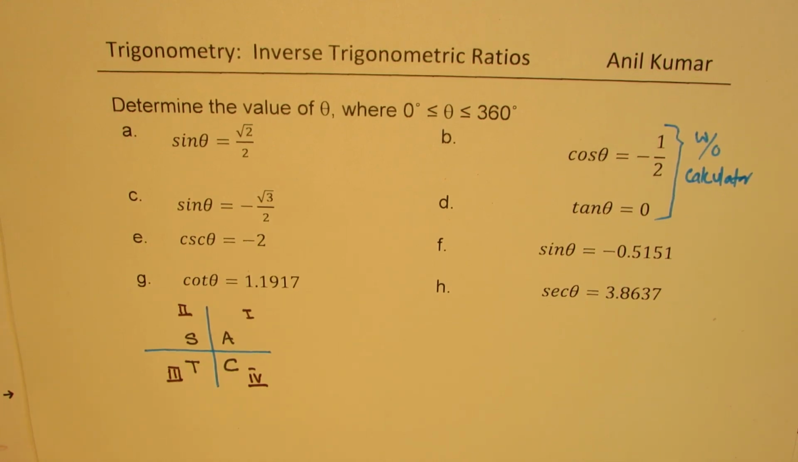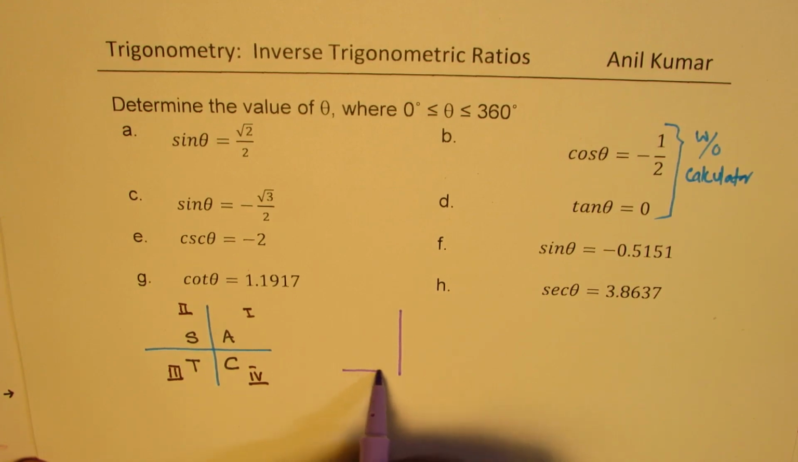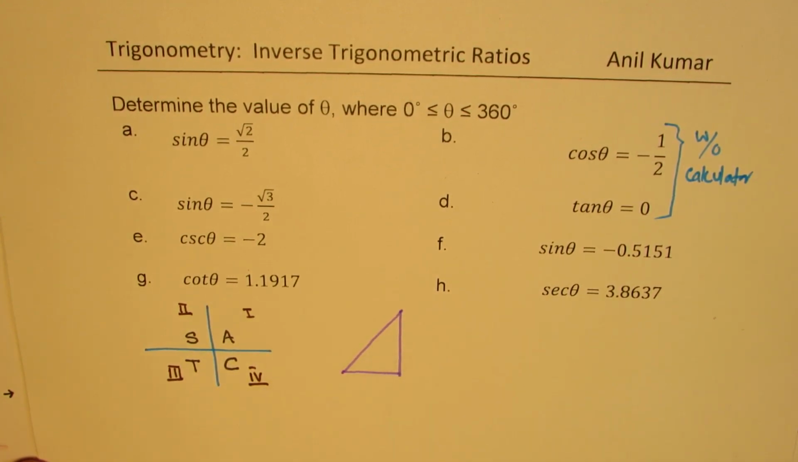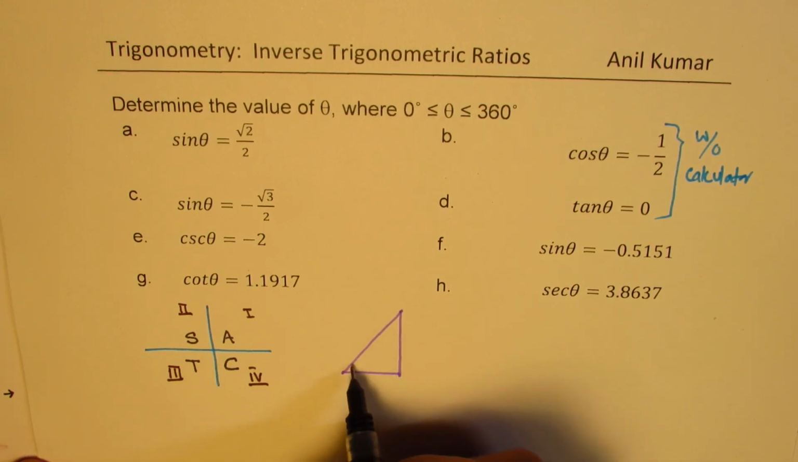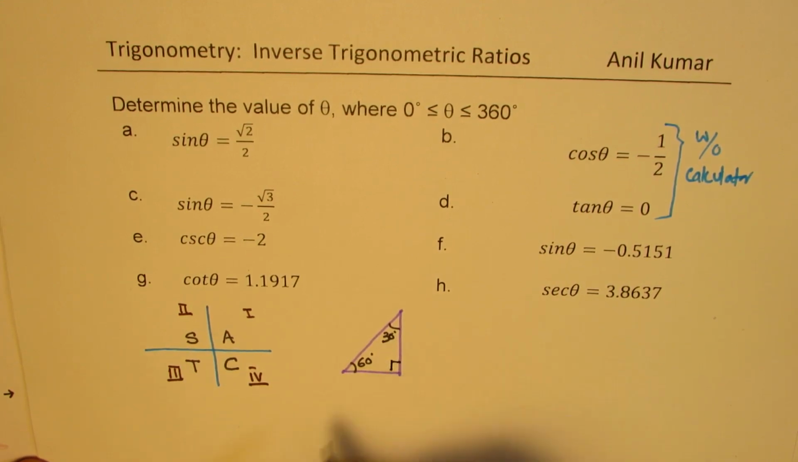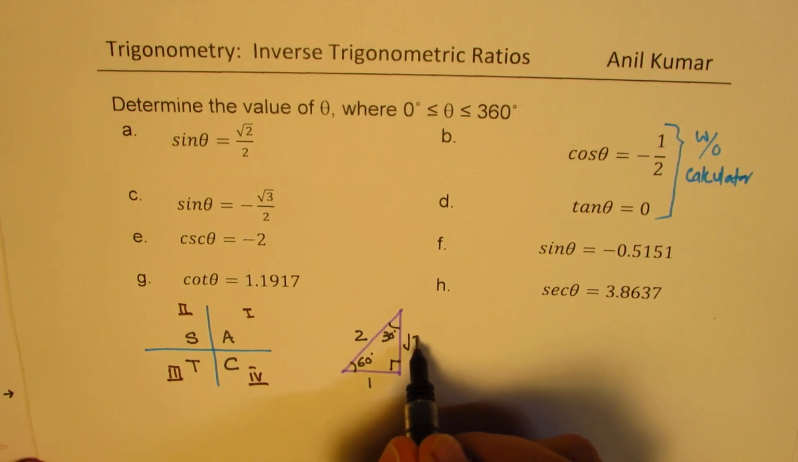We'll also need special triangles to find solutions without a calculator. So two triangles are very important to understand. One is the 30 degrees, 60 degrees, 90 degrees triangle. So if this is 60 degrees, that one is 30 degrees, this is 90 degrees, then the ratio of the sides is 1 to 2 to square root of 3.